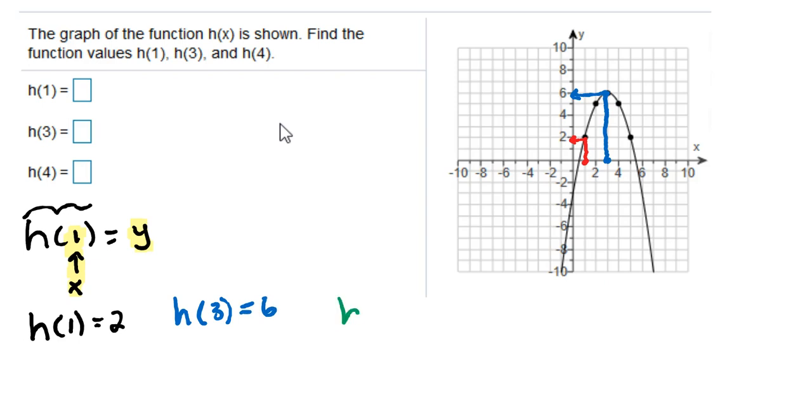All right, let's do h of 4. I have an x value of 4, go up to the graph, over to the y value, and that's a y value of 5. H of 4 equals 5. So essentially this is very similar to an ordered pair, telling you the x value and the y value. We just use a little bit different notation.